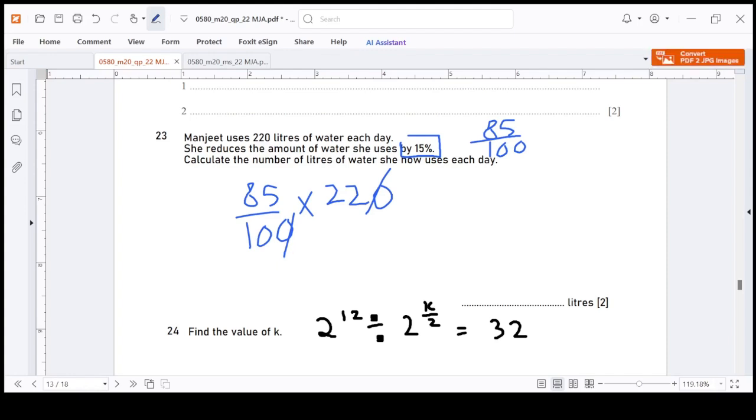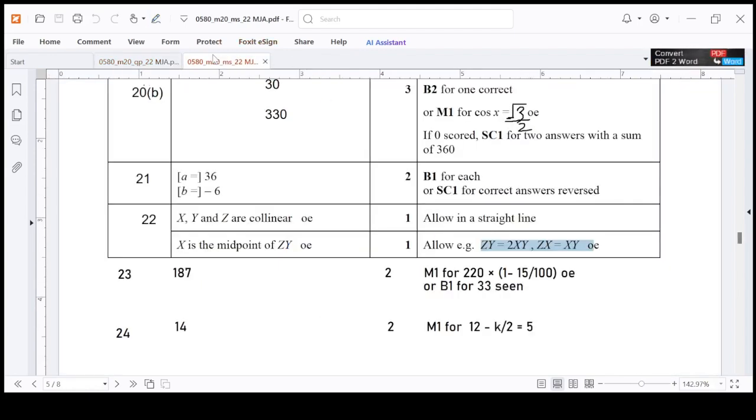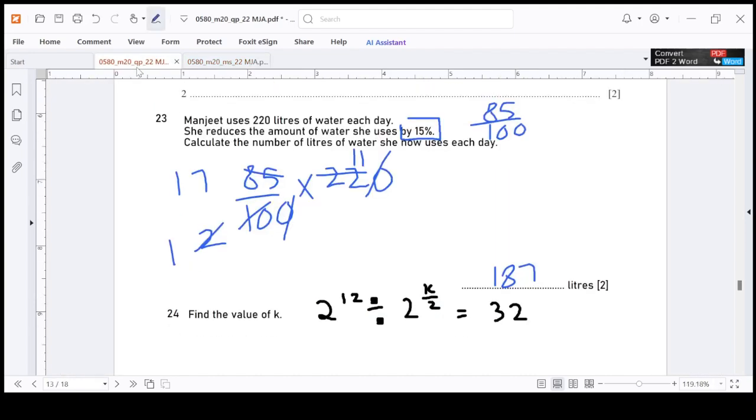We can cancel this with 5. So 2 and 1, 7. And then we can cancel this. And 17 times 11 should be the answer. If I did not mess up the calculation, let's just see. Yes, 187 is the answer. So you'll need to do 17 times 11 here and you should get 187.